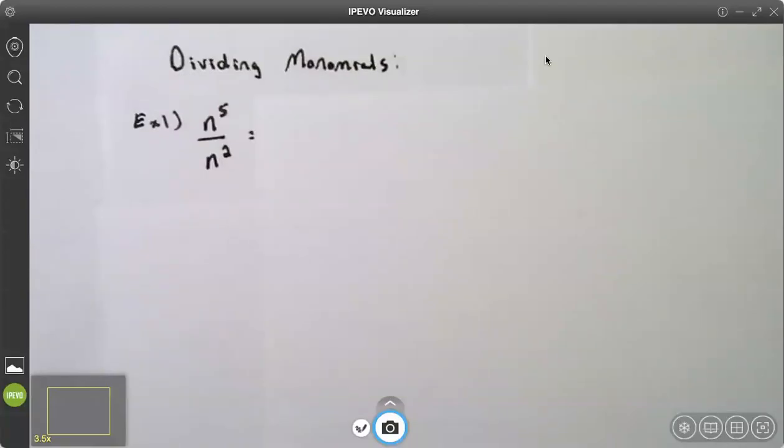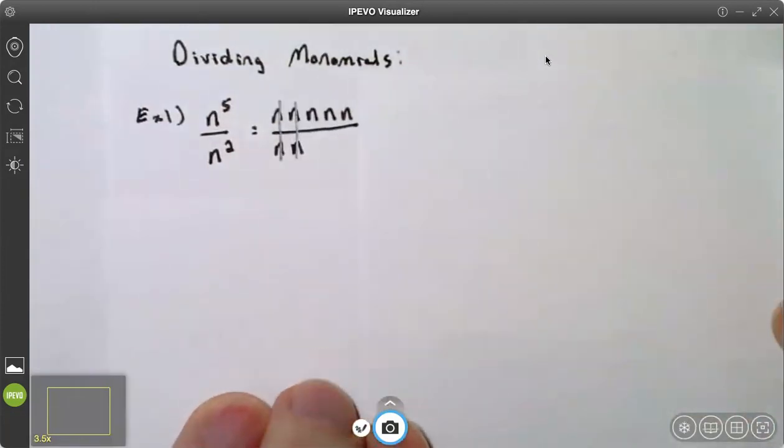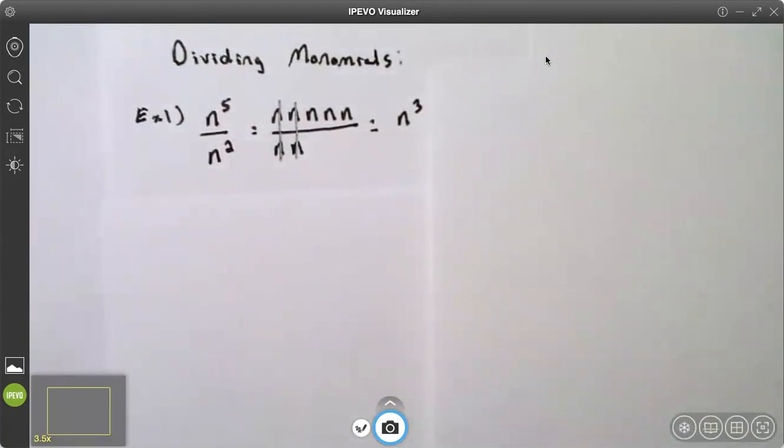This video is on dividing monomials with positive exponents. Here we have n to the fifth divided by n squared, which literally means I have 5 n's on top and 2 n's on bottom. If I cancel out 2 of those n's, it leaves me with 3 n's on top. So my answer is n to the third over 1, which can just be written n to the third.